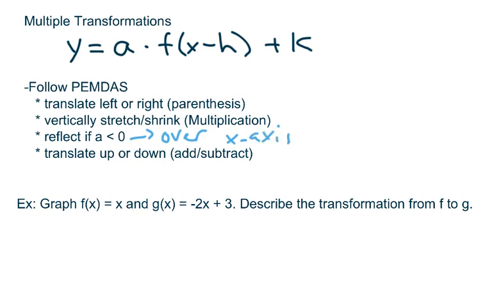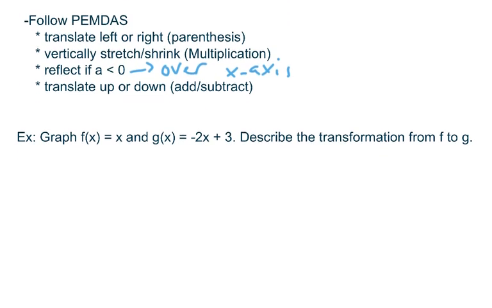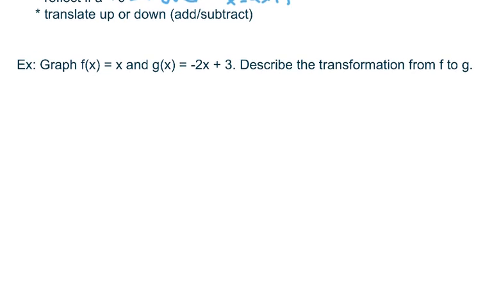Okay? And then the last thing would be translate up or down, the adding or subtracting. So let's do an example here. Graph f of x equals x and g of x equals negative 2x plus 3. Describe the transformation from f to g.